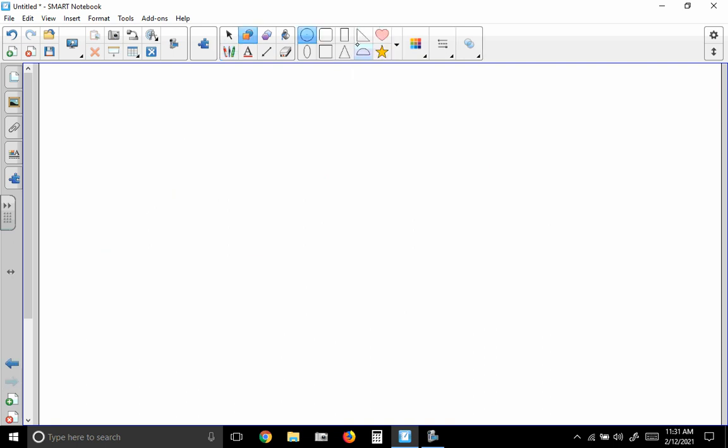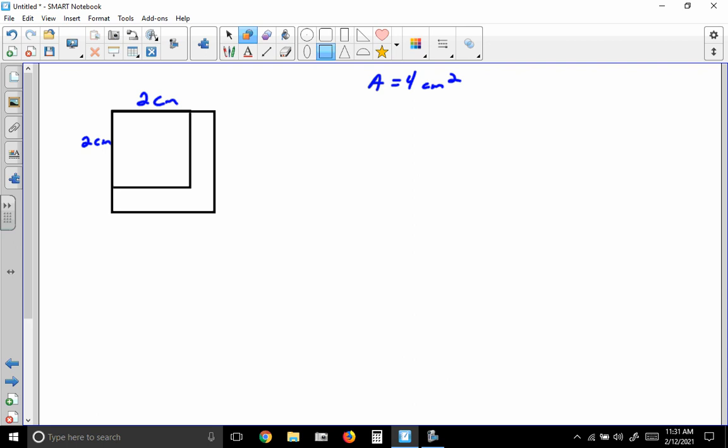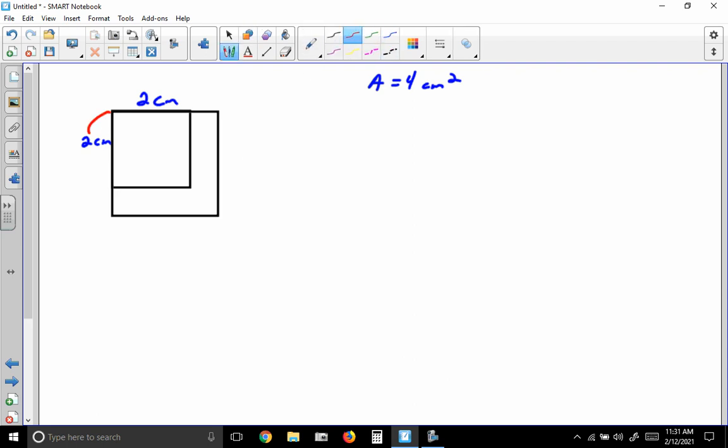Let's suppose that we have a square. Let's suppose that square starts out 2 centimeters by 2 centimeters. So to begin with, it has an area of 4 square centimeters. Now let's take that same square and let's increase its size by 1 centimeter on each side. So now it's 3 centimeters by 3 centimeters. So it has an area of 9 square centimeters.